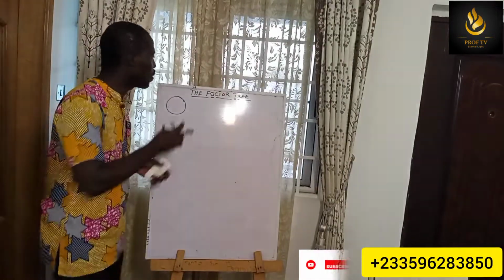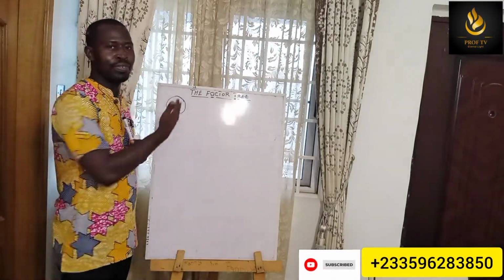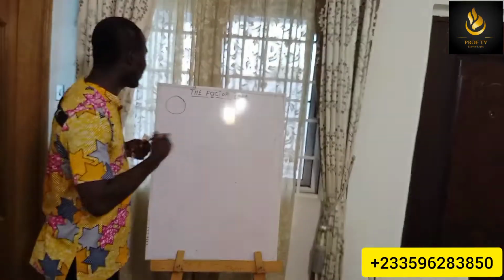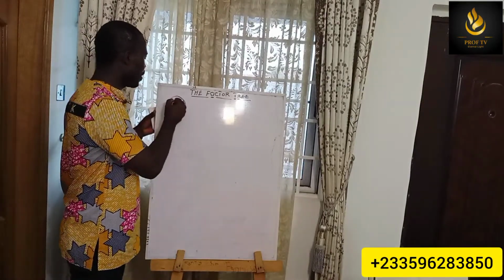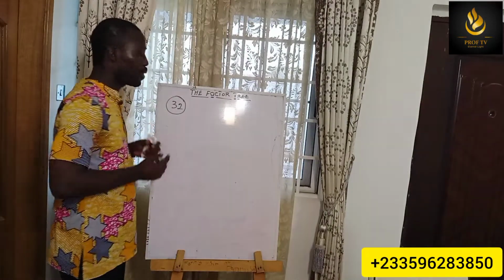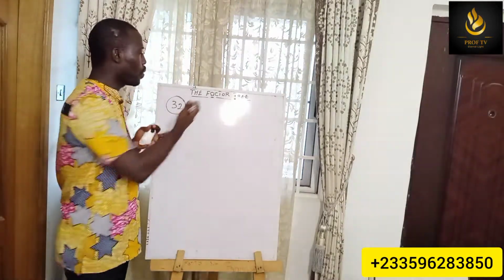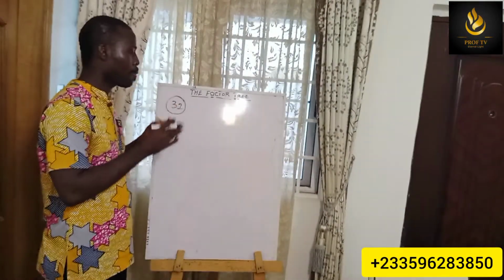All right, so we have here our first example. So let's take 32. So with 32, we want to know how to use the factor tree.